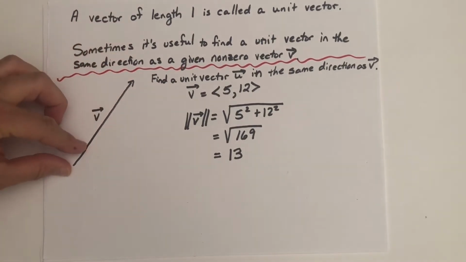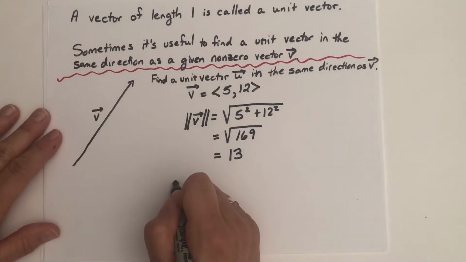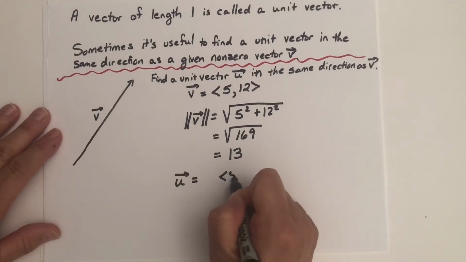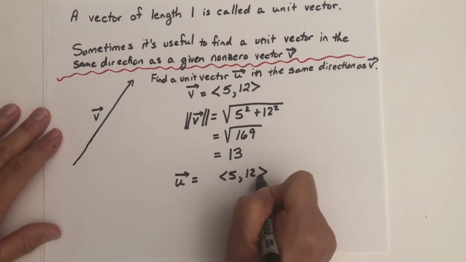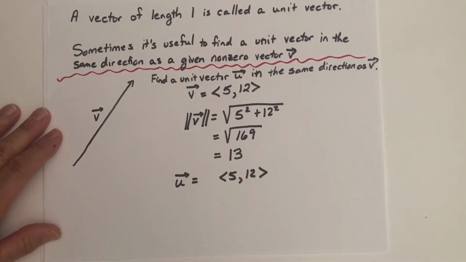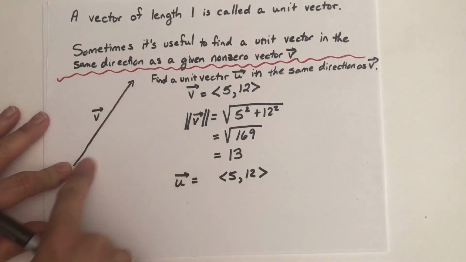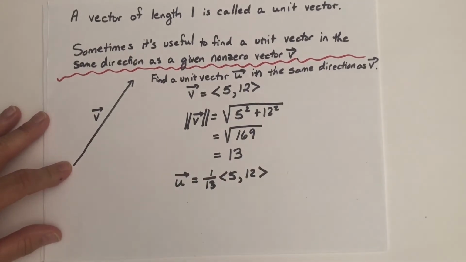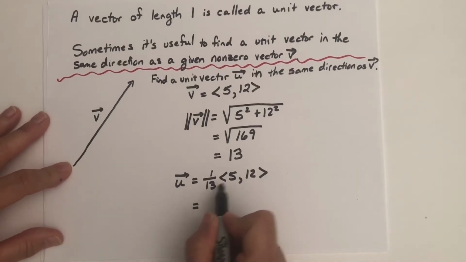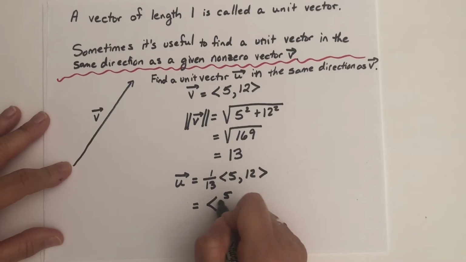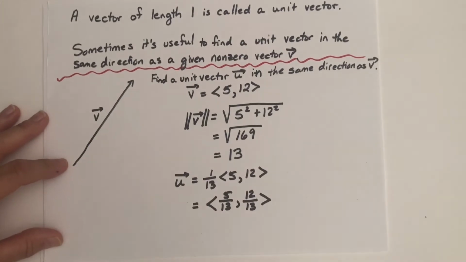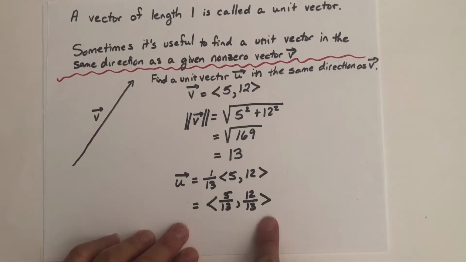We want it to be of length 1. So our unit vector we'll find by taking the vector 5, 12 and multiplying it by, let's see, what do we need? We need it to be 1/13 as long. We're going to multiply it by 1/13 and we'll have the unit vector. If we multiply by 1/13, we'll have 5/13 and 12/13 as the component form of the vector that is unit length.